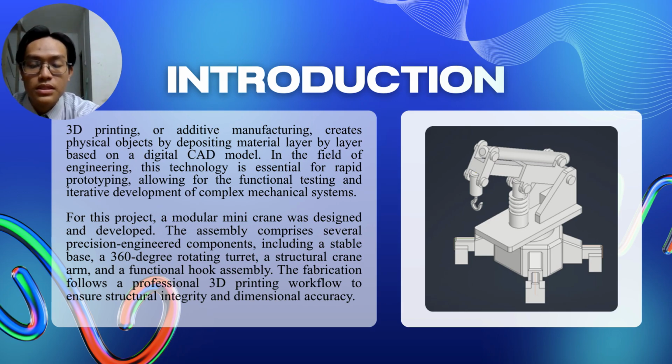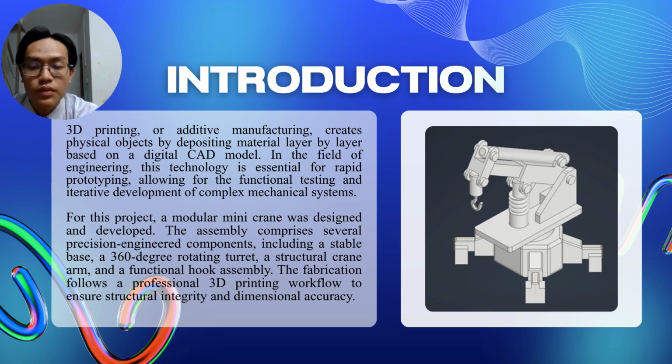The crane itself consists of several main components. First, we have the base, which provides stability and supports the entire structure. Then, there is a rotating turret, which allows the crane to move horizontally. Next is the crane arm, which extends forwards to carry loads. Finally, we have the hook, which functions as the main part for lifting objects.